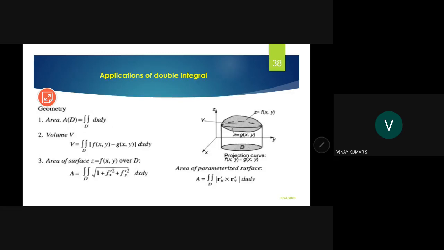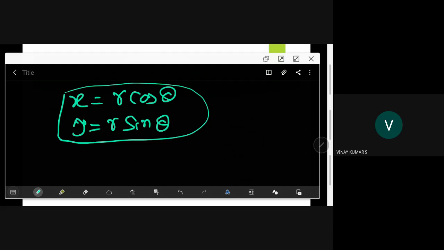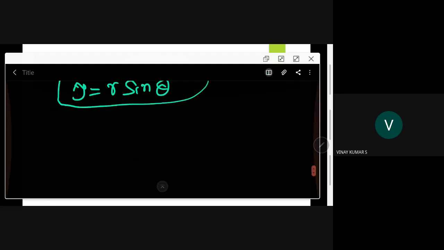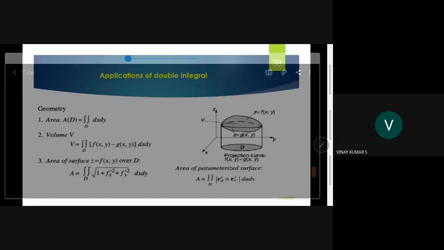Here, see, applications of double integral. If I look at area, here is a region D at the bottom, in the X, Y axes. Don't worry about the Z axis. You have the region D there. Simply the double integral over D of dx dy is the area. I'm talking about one application, the use of change of variable.